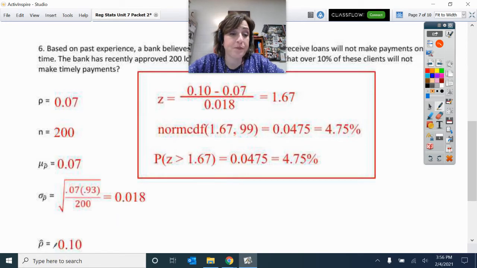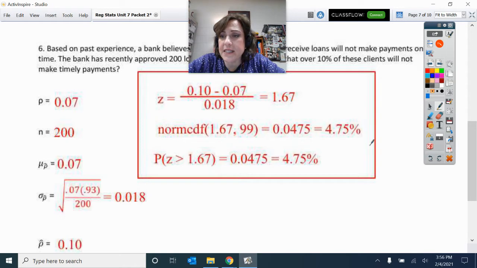But they get a sample that had 0.10. I guarantee you banks are doing this all day, every day, because is COVID really changing the default rate on loans right now? So they take a sample and they see, do we have over 10% that are not making timely payments? So they see, okay, how far away is this 10% from what we expect, what it has normally been in the past? And that's 1.67. So that's actually a good sign. That's not unusual. So 10% is not something to fret about right now.